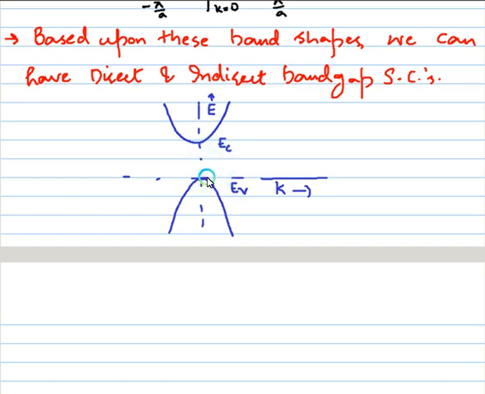Now this point is the top of the valence band, and this point is the bottom of the conduction band. Based upon their orientation with each other, these semiconductors are classified further as direct and indirect band gap semiconductors. When the maximum of the valence band lies just below the minimum of the conduction band, it's known as a direct band gap semiconductor, and where it does not, it's known as an indirect band gap semiconductor. So I'll just show you how it can look.